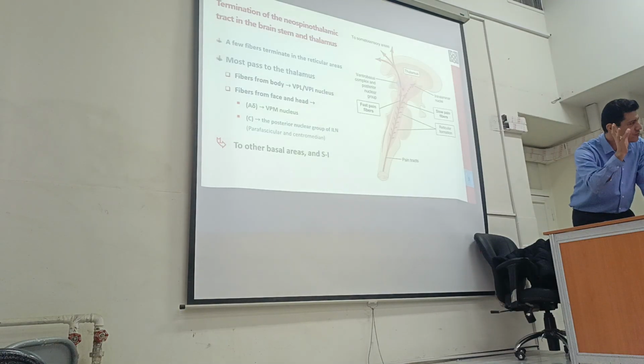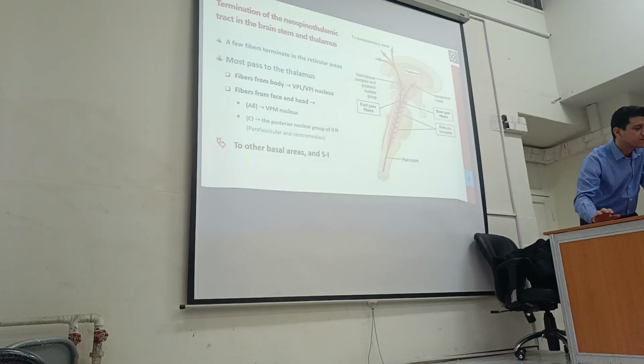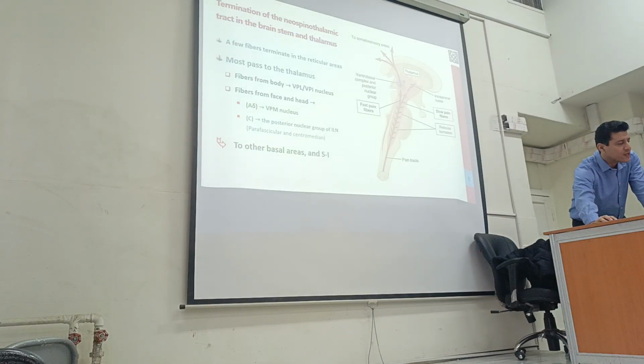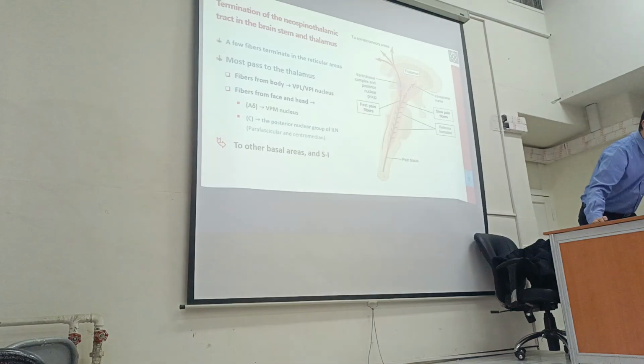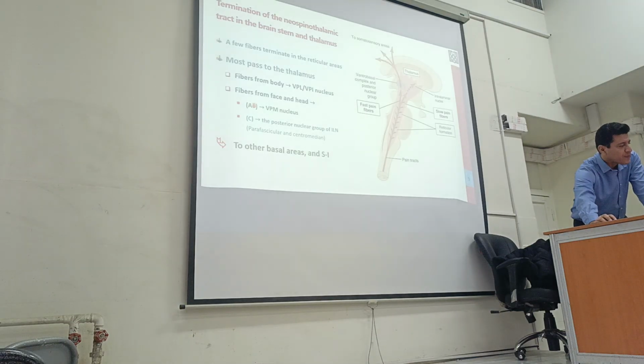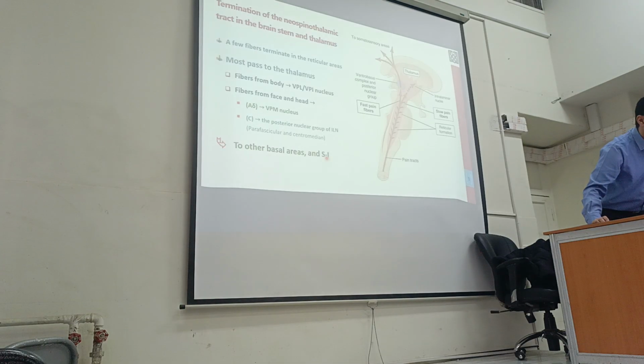Lateral part, ventral, and medial part. Remember that? Okay, they enter the ventral posterior nucleus, right? And from here, they go to area S1, somatosensory area 1, which is also responsible for touch, pressure, and vibration, right?